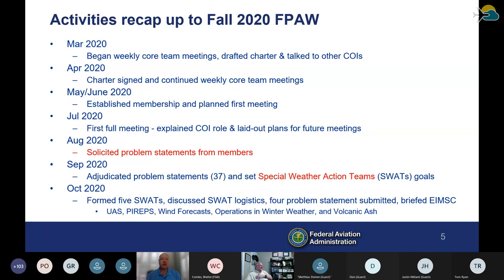By April, we had our charter signed, continued working on our weekly core team meetings. In the May-June timeframe, we got our membership established and planned the first meeting. And I will say, through April and May, we were still kind of hoping we were going to meet in person at the MITRE facility in McLean, Virginia in July. Obviously, it didn't happen. So we did everything virtually, had our first full meeting in July. We explained what the COI was in much more detail than I'm doing here, and we laid out the plans for our future meetings. The very first thing we did was to solicit problem statements from the members. And Matt, if you could go to the next slide, I just want to show everybody the way we did that.